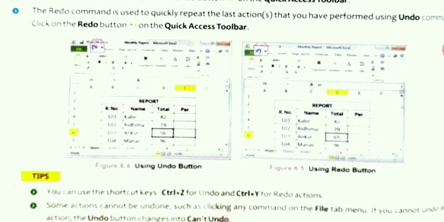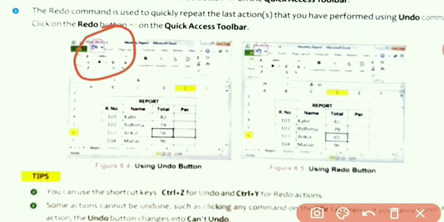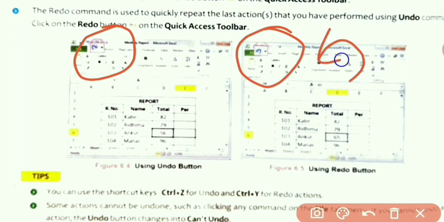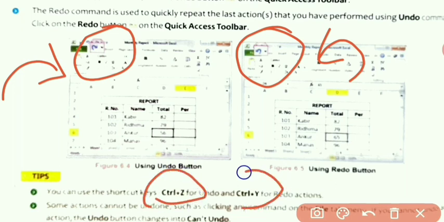So these are the commands, and you can see here this is called redo and this is called undo. The symbol like this is undo and this symbol is called redo symbol. You can also use Ctrl Z for undo and Ctrl Y for the redo actions.